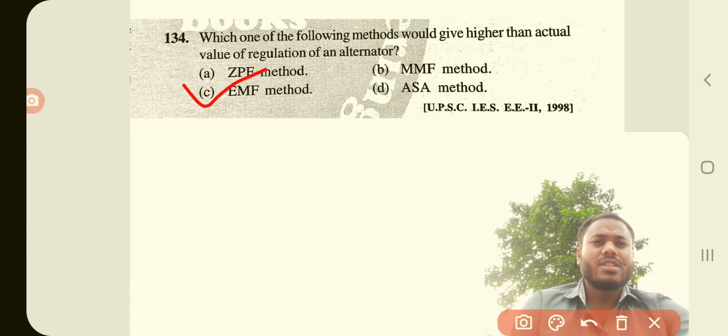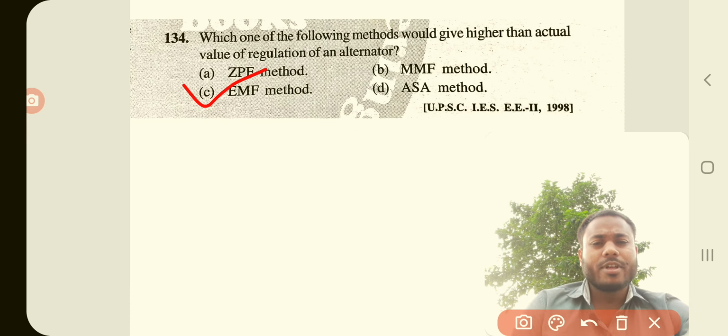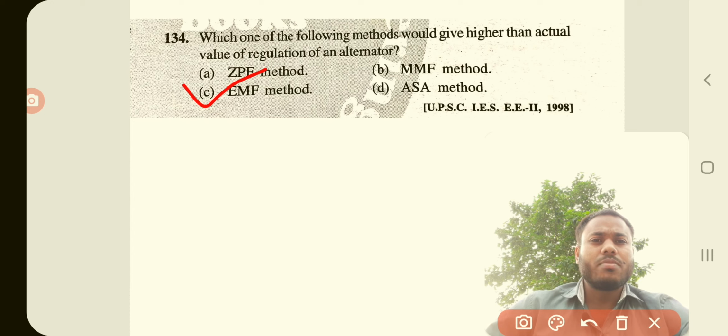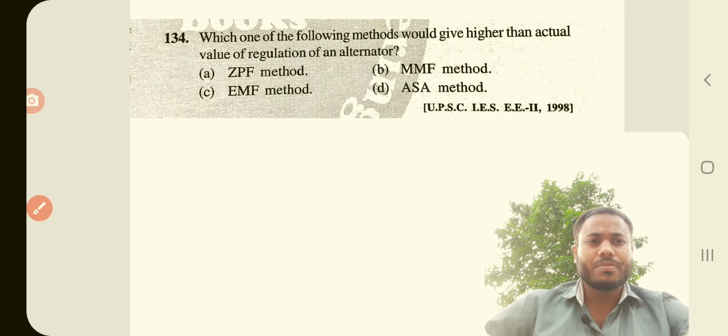And this EMF method is the poorest method of evaluating the regulation of an alternator. So it's not very preferable. A very preferable and good method for the regulation of the alternator is the zero power factor method, or the American standard method also.